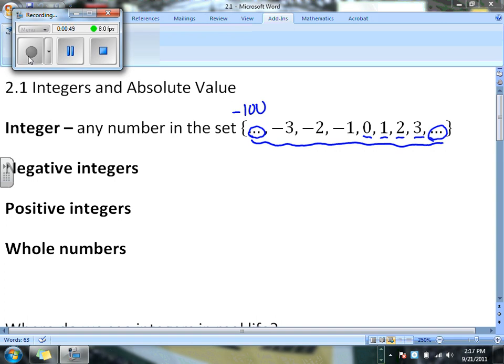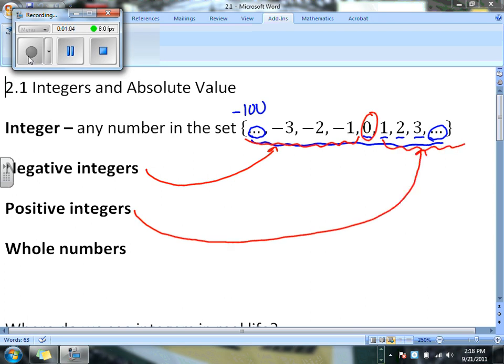All right. So when we say a negative integer, it is anything to the left of 0. A positive integer then is anything to the right of 0. And 0 itself is neutral. It's neither positive nor negative.